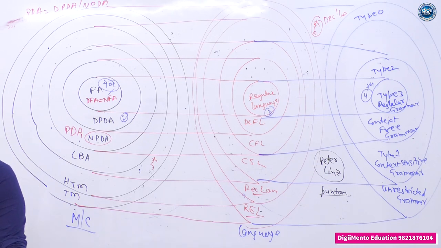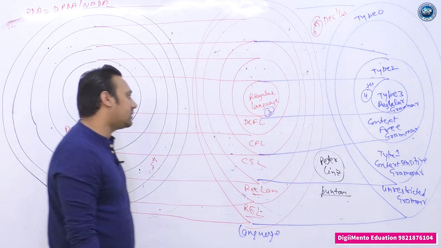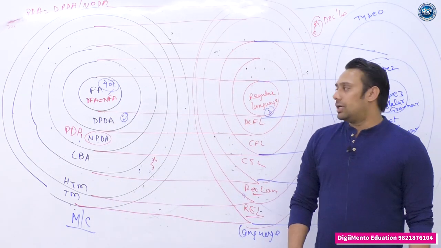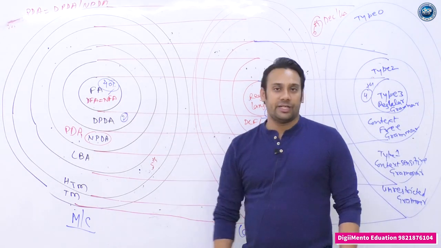So now we can start our first chapter, because this was an introduction chapter. In the introduction chapter, I just covered the overview of the subject, ki subject mein hum log kya karne wale hain, the things that we are going to study. Now your first chapter is deterministic finite automata.